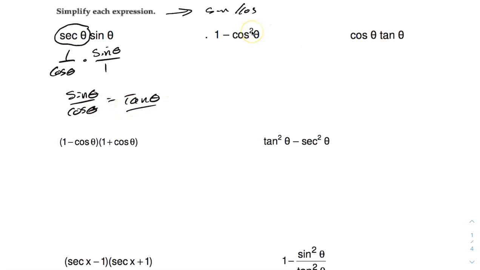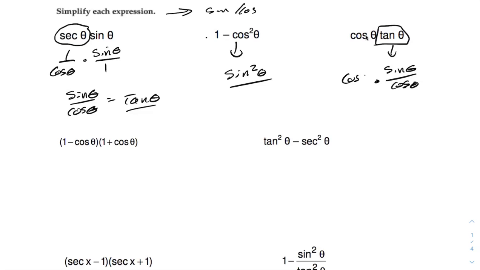1 minus cosine squared. This is memorization. That is sine squared. Nothing else you can do there. Cosine theta times tan theta, no squared. Remember that I want to follow the same rule. Generally, I just want to keep sine and cosine, change everything else. So I'm going to change tan here. And what does tan equal? Sine over cosine. Multiply by cosine theta. These would cancel out because this is on top and that's on bottom. And you just get sine theta.